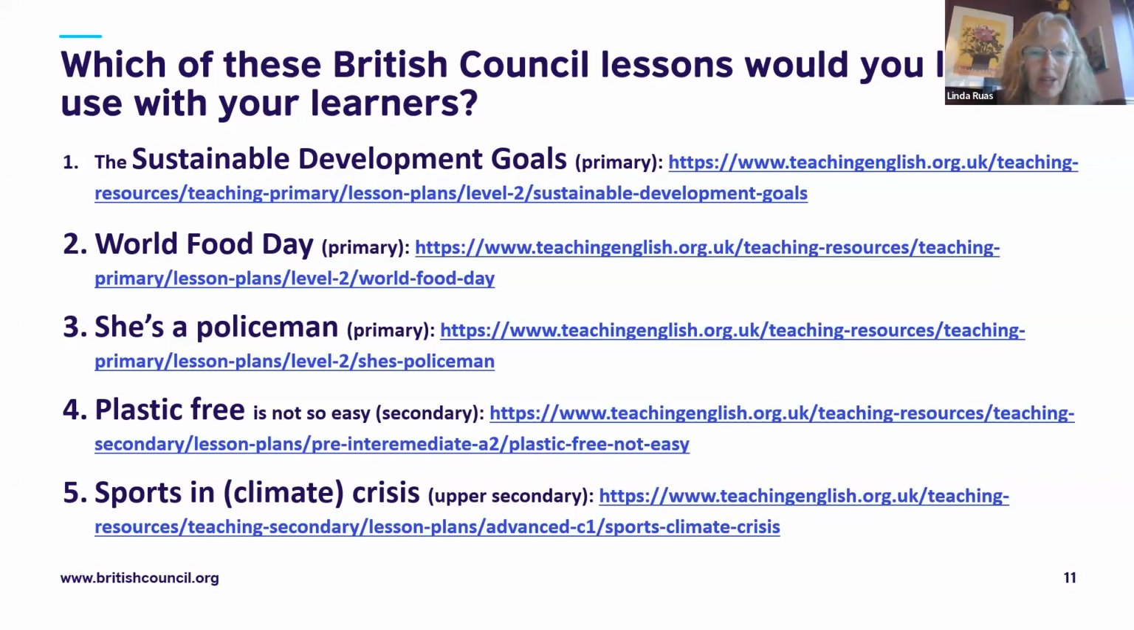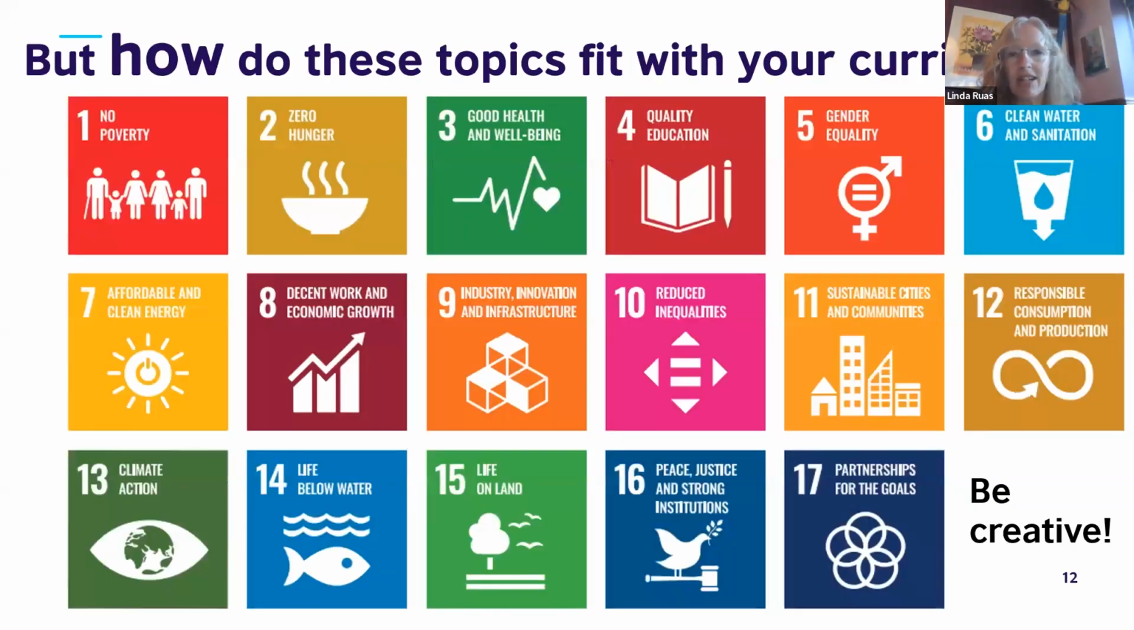Plastic free, this is going up to secondary, more complex idea. And of course, we need to work on not using so much plastic, using sustainable produce instead. And number 5, all teenagers, for example, are interested in sports. And if you add sports to the climate crisis, this makes the lesson very interesting for learners. These are one-off lessons. How do they relate to the curriculum in Ethiopia, Joseph?